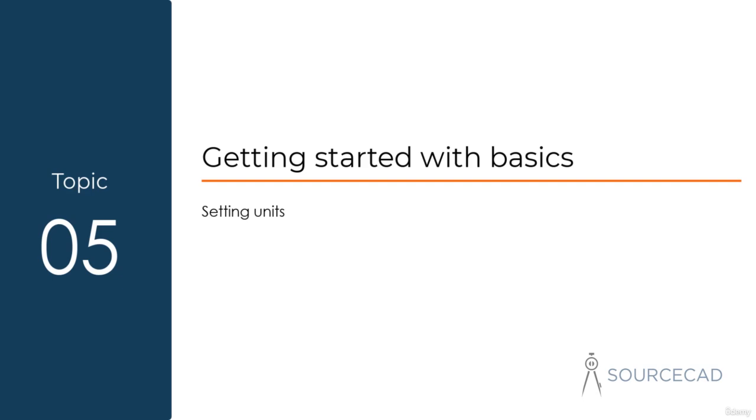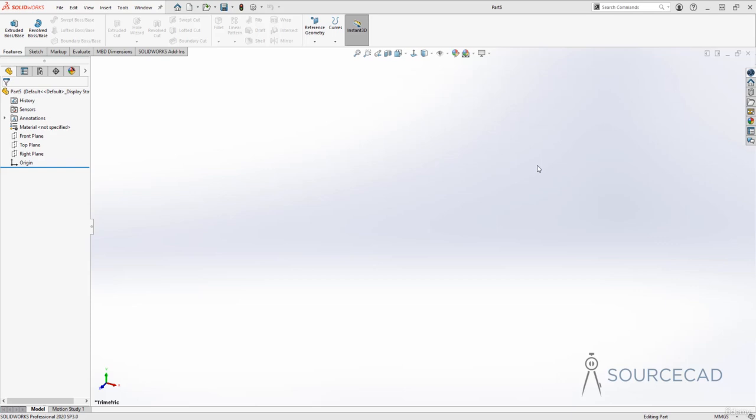Now let's talk about setting the unit for your drawing. The unit option is on the status bar on the bottom right corner, right here. The unit for this drawing is millimeter gram second, or the MMGS unit system. Click here and you will see all the systems that we have for us.